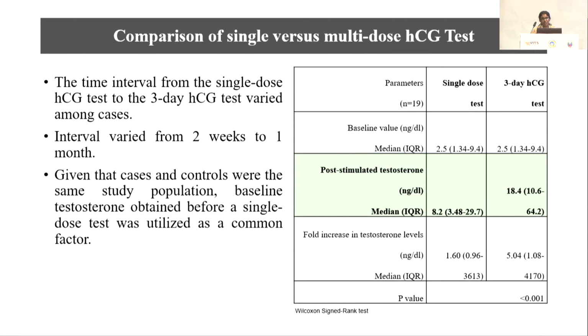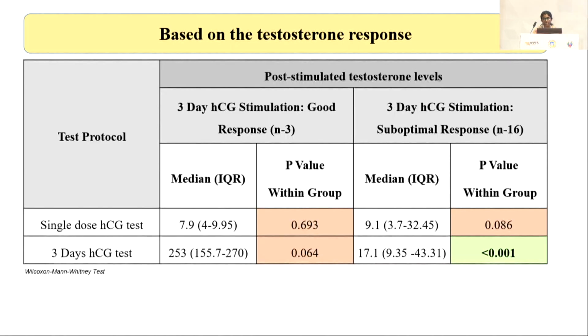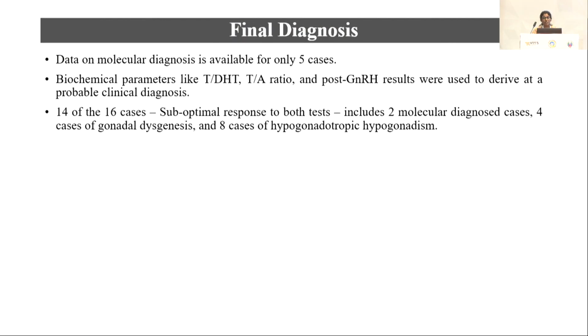However, on analysis, we found that the 3-day HCG test had a minimal increment when compared to single dose, and it is a significant difference. But however, when we analyze this based on the testosterone response with respect to the value of 110 nanogram per deciliter, we found that still 16 of 19 children had suboptimal response to the 3-day also. However, the significance is because all the 16 children showed some increment when compared to single dose, and that explains the significance here.